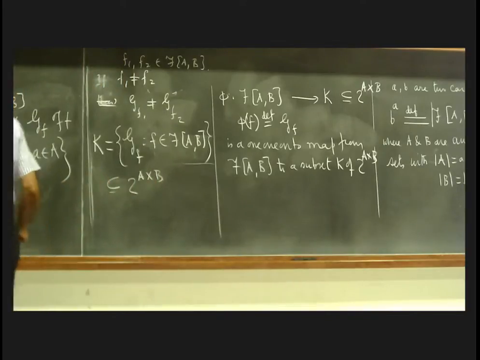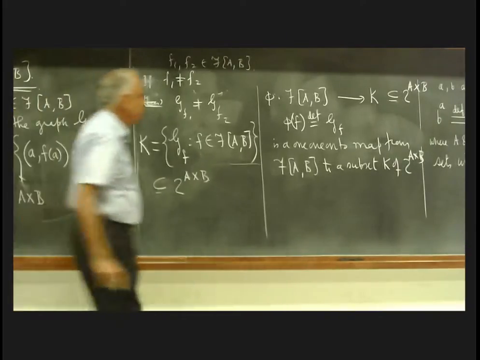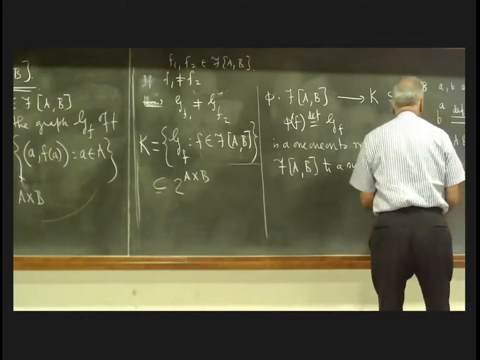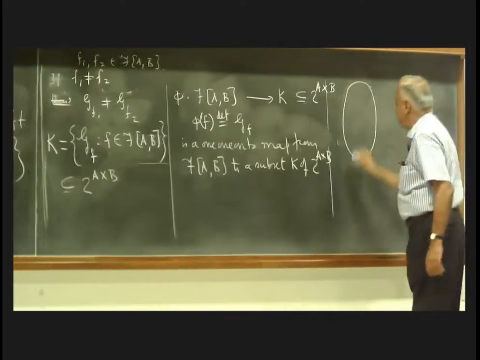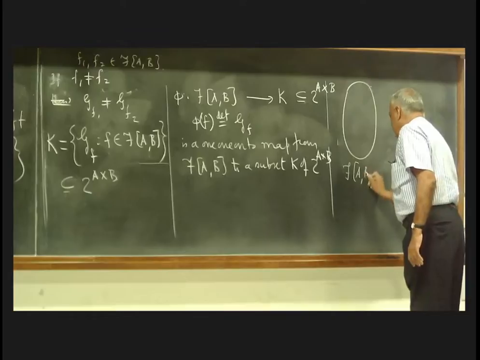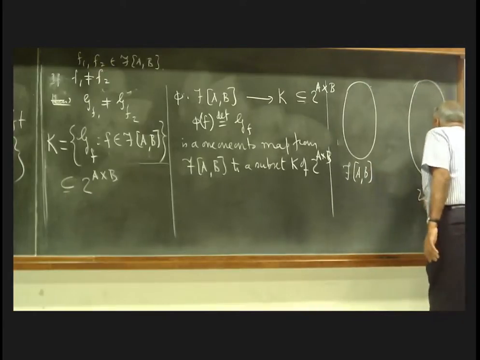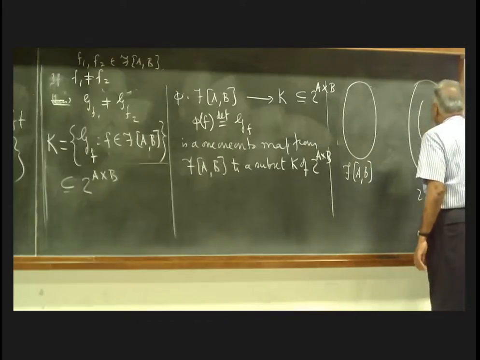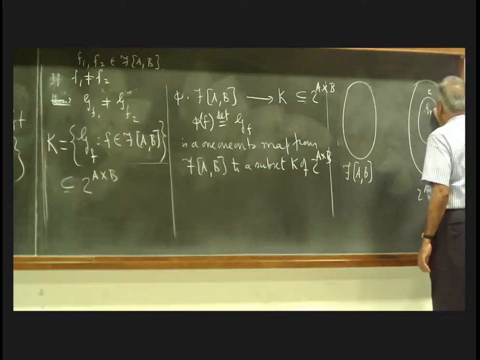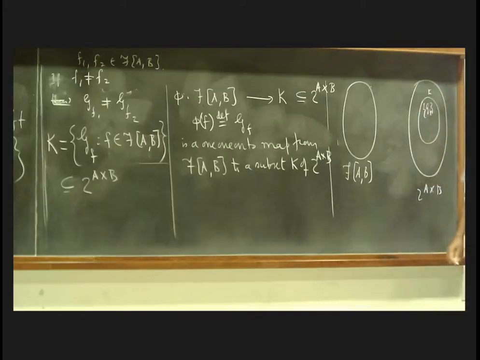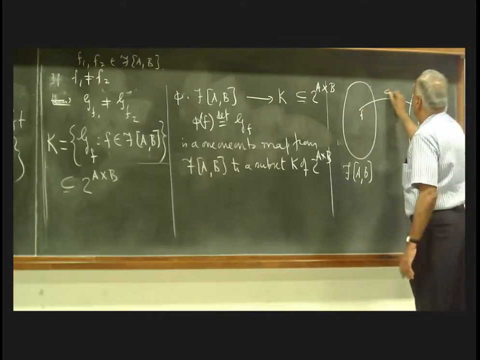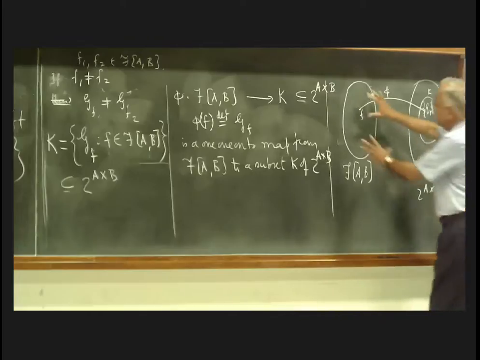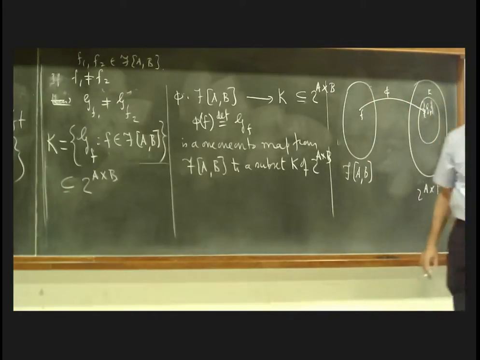So let me draw a picture. I have this FAB. What I have done is the following. I have this set FAB and I have this set 2 to the A cross B. Inside this I have this K which contains all the GFs. All the GFs are sitting here. And now F to GF is the phi function. And therefore this fellow is equivalent to K.